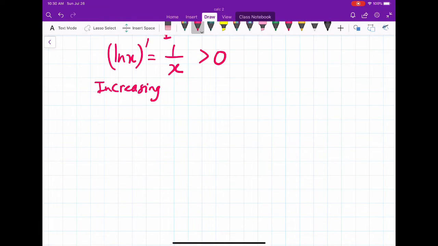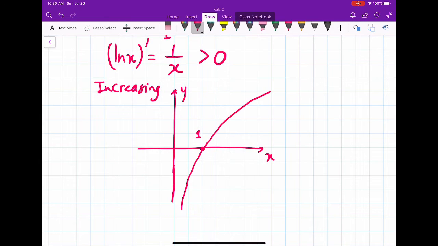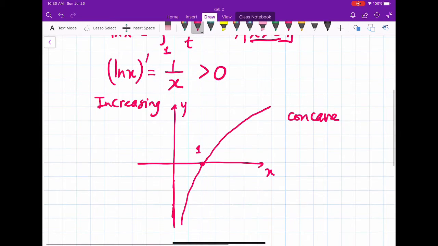And the graph of this function looks like this. This is 1. Okay, so it looks like this. The function is concave. We know that because if you take the second derivative, you have negative 1 over x squared, which is always negative. So the function is concave.